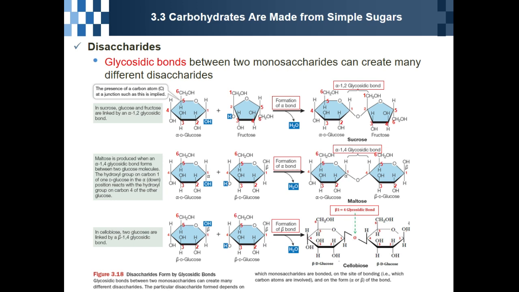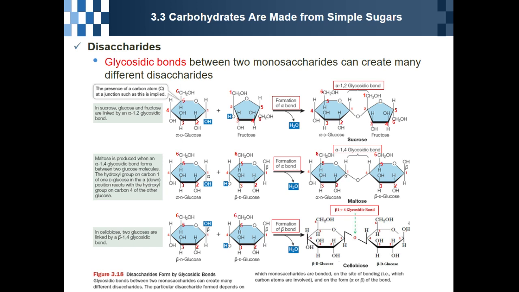Okay, so this is alpha D glucose, OH is like this, and this is fructose. So between the alpha, this is the first carbon, and this is the second carbon. Between 1 and 2, alpha 1,2 glycosidic bond happens like this.